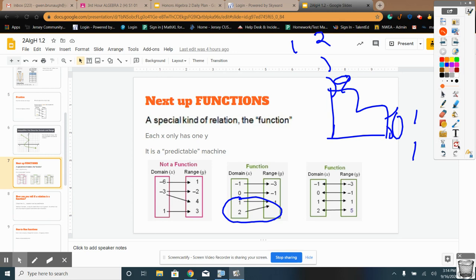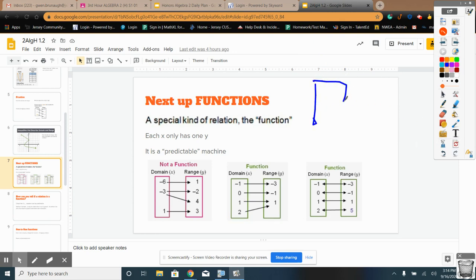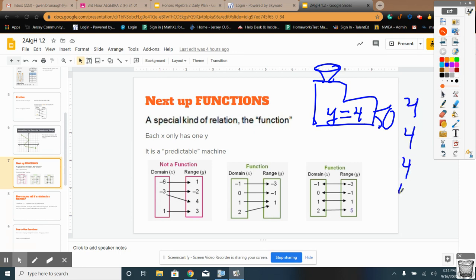So that's okay. In fact, one machine that kids kind of get confused on is this function machine, y equals 4. This machine just shoots out 4 all the time. That's all it does, is turn everything into 4s. So if you plug a 2 in, it turns into a 4. If you plug a 3 in, it turns into a 4. A 7 in, it turns into a 4. It is a function because each of these x's only has one y. They're all the same y, but that's okay.